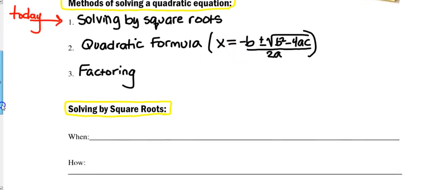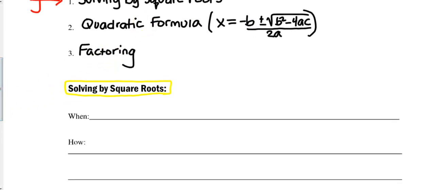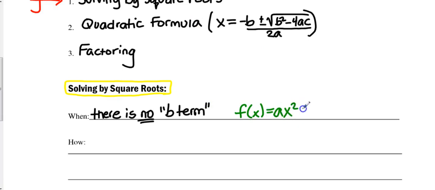So let's discuss when and how we solve by square roots. We solve by square roots when there is no b term. So if I write that standard general form, f of x equals ax squared plus bx plus c, we're saying when this term is not there.